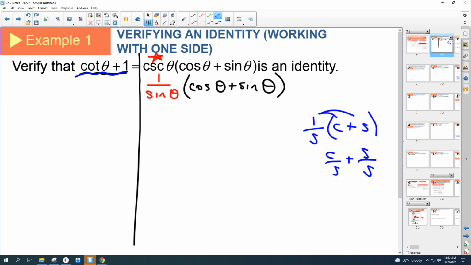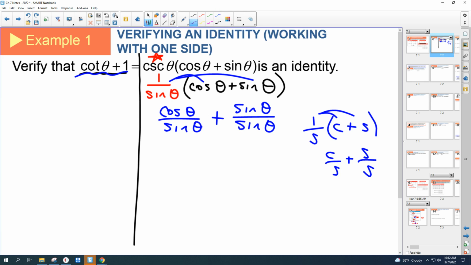Okay. Long story short, I'm going to distribute right here. 1 over sine times cosine, I'm going to get cosine theta over sine theta. Plus 1 over sine times sine, that's going to be sine theta over sine theta. We can see that this is going to cancel out. Sine theta over sine theta is 1. And that's what I want, right? I want a 1. I'm looking at the box. I'm trying to make my puzzle look like what's on the box.